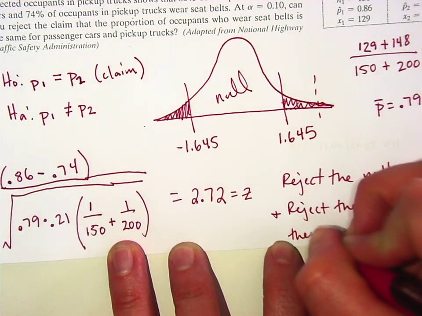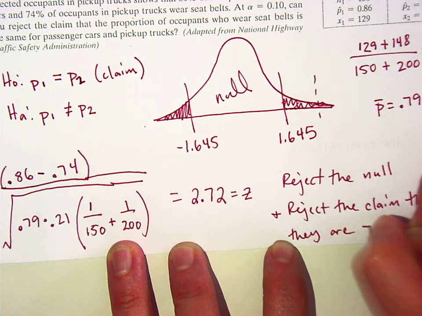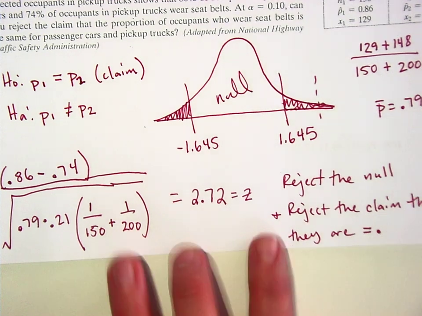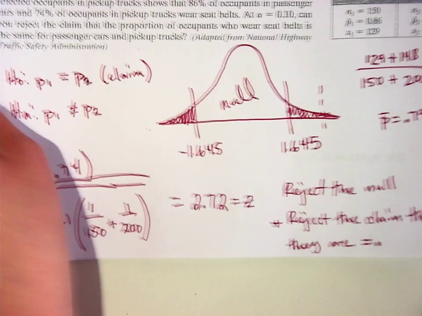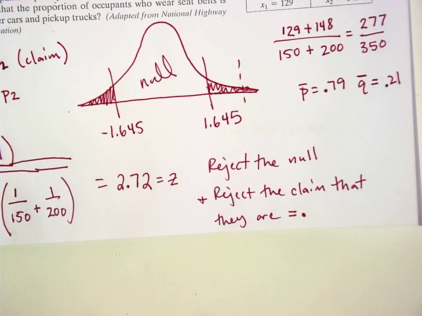That they are equal. Obviously, if this was an AP test, I'd be saying that the percentage of people in passenger cars that wear safety belts is equal to the percentage of people in pickup trucks that wear safety belts. But apparently, there is a statistically noticeable difference: if you drive a pickup truck, you are less likely to wear your seatbelt.